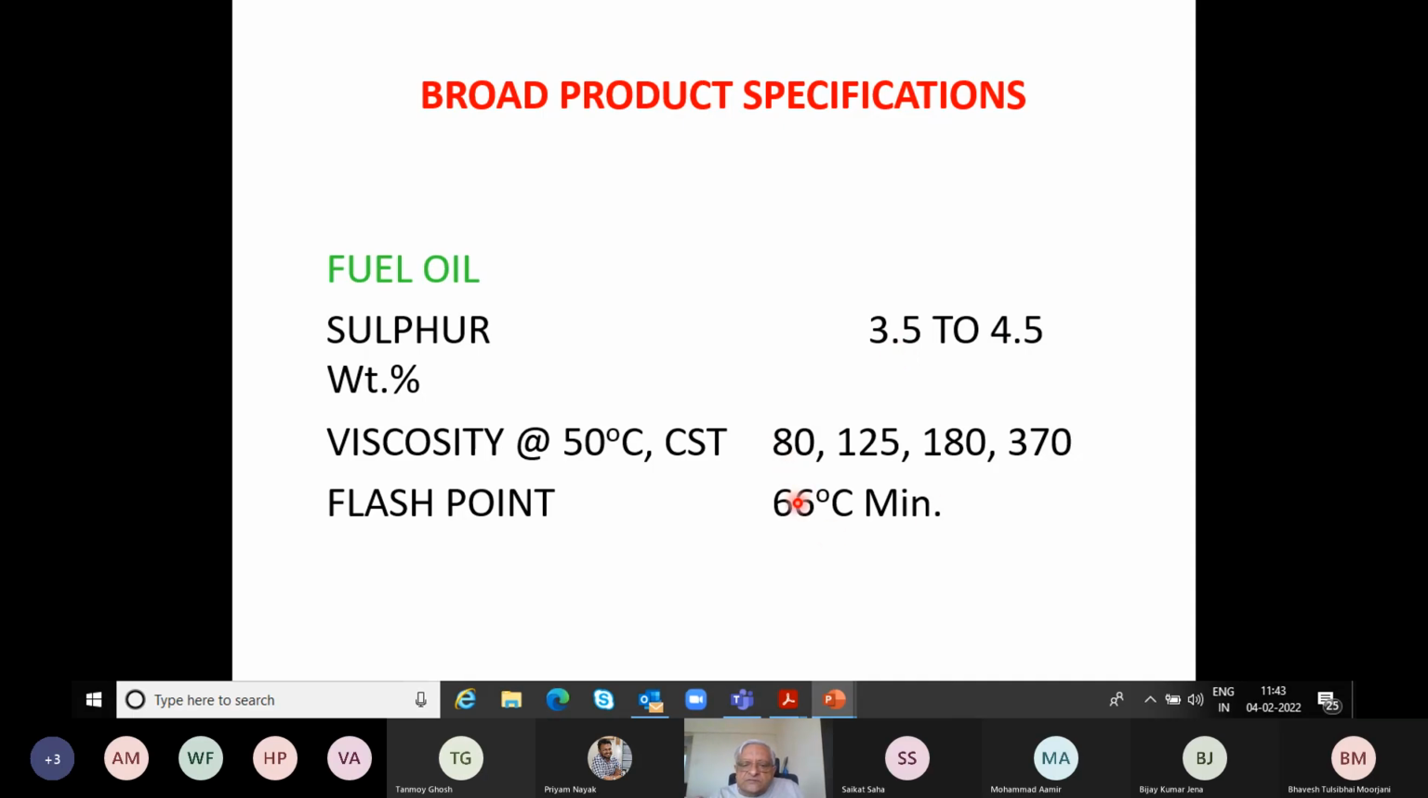The flash point, of course, is a very important criterion so that we have safety in handling fuel oil, and it comes in several grades depending upon the viscosity. These are the four grades of fuel oil: light fuel oil, medium fuel oil, heavy fuel oil, and extra heavy fuel oil, depending upon the viscosity. Each industry has its own requirement depending upon the design of the furnace.